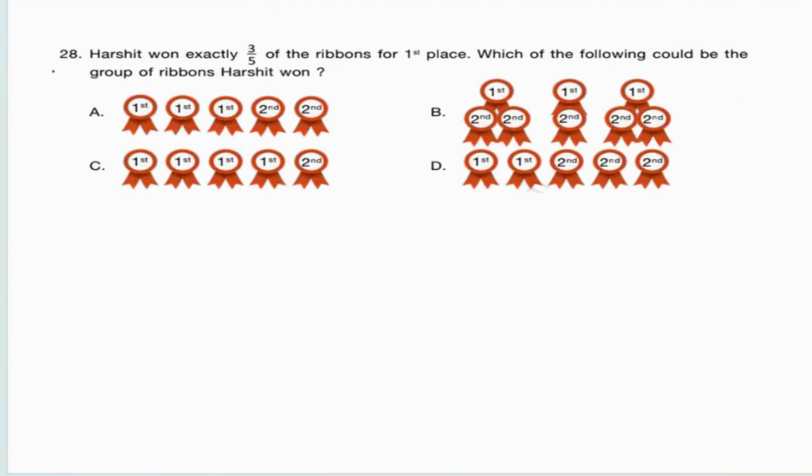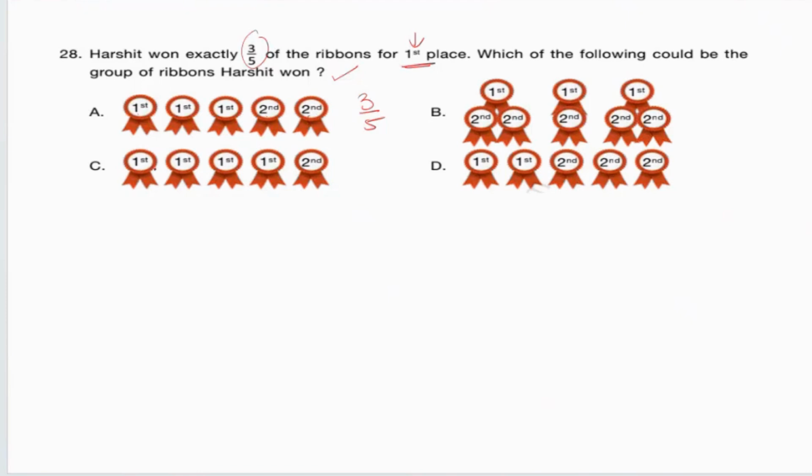Harshit won exactly 3 by 5 of the ribbons for first place. What do you understand by this line? First place, it means at the first position, 3 by 5 of the fraction should be there. Out of 5 parts, 3 parts of first position will be there. Which of the following could be the groups of ribbons Harshit won? 3 parts, first position, 2 parts. So yes, 3 by 5 is there.